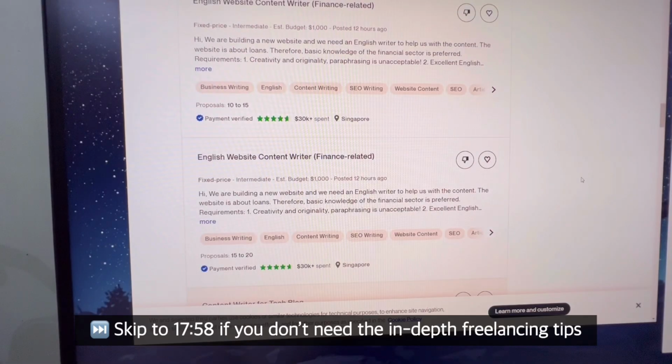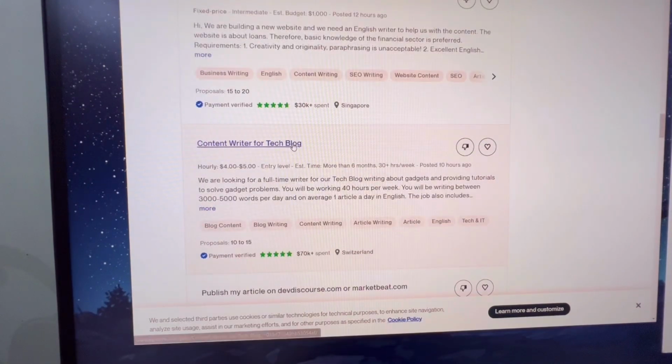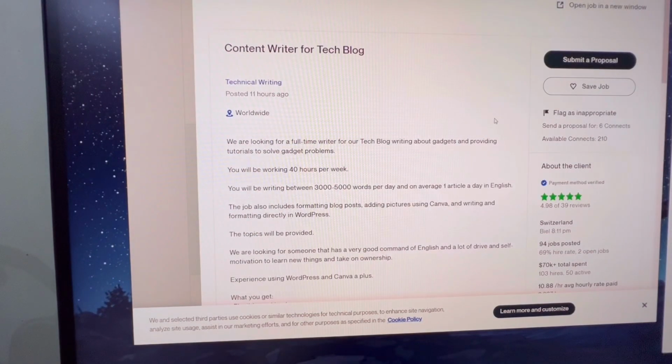Okay, so I'll show you how to write proposals that could help you land high-paying jobs. So these are some job posts on Upwork, and let's use this one as a sample. So this job post is looking for a content writer for a tech blog.